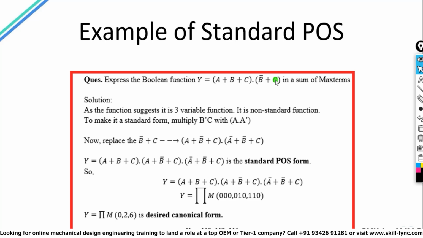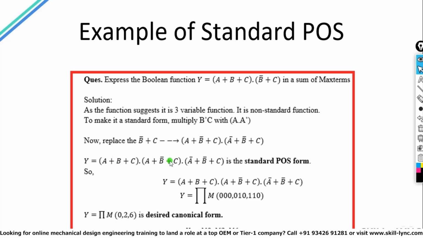Okay, now what will you do? You will add A bar times A to this term. It will be A plus B plus C into A bar plus B bar plus C. Because A times A bar is 0, and 0 plus something gives the same value. Now using the distributive property, you will open the brackets like this: A plus B plus C into A plus B bar plus C into A bar plus B bar plus C. Okay, just like applying the distributive property of Boolean laws.